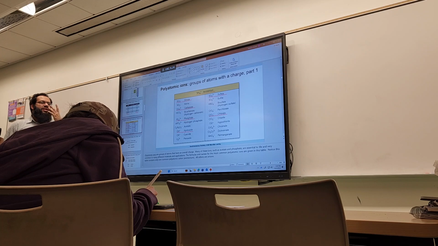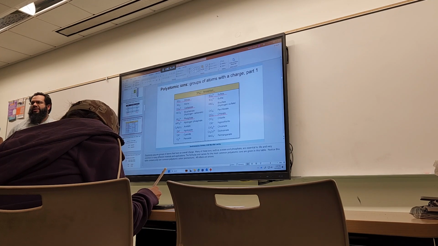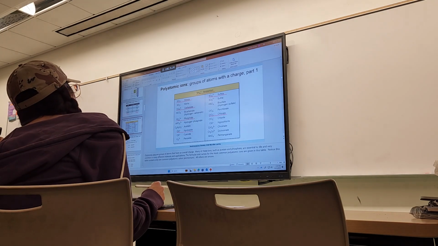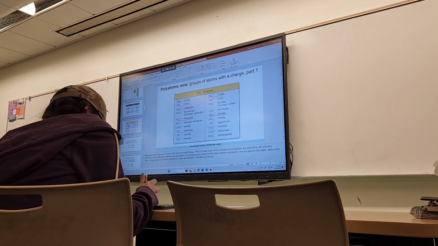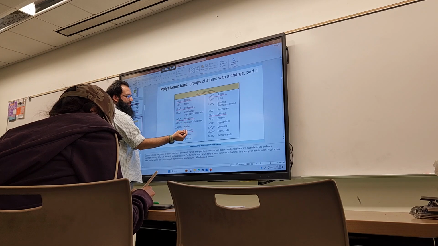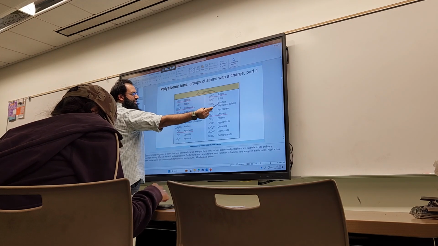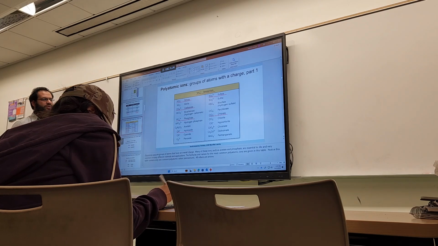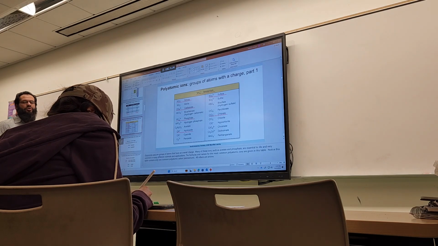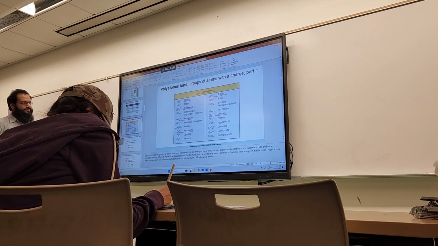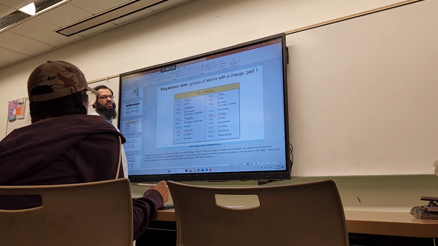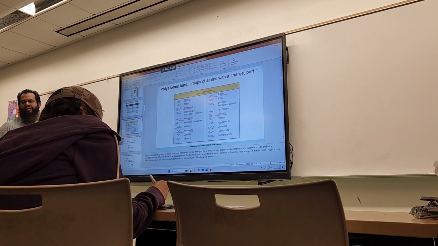When it comes to your polyatomic ions, I have listed the ones that are important and that you will have to have in your cheat sheet. The main ones are nitrate, carbonate, phosphate, hydroxide, sulfate, and chlorate, most of the ones with ATE. These are the most common polyatomic ions that are used, as well as ammonium. Don't forget that. That's the only positively charged polyatomic ion that we have.